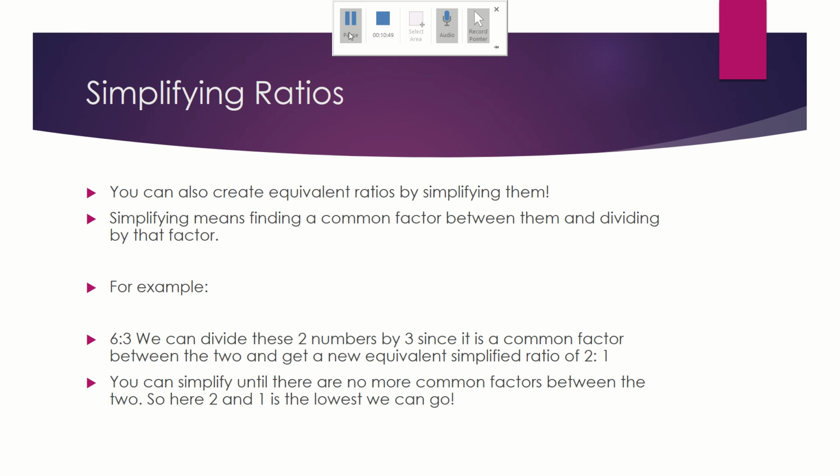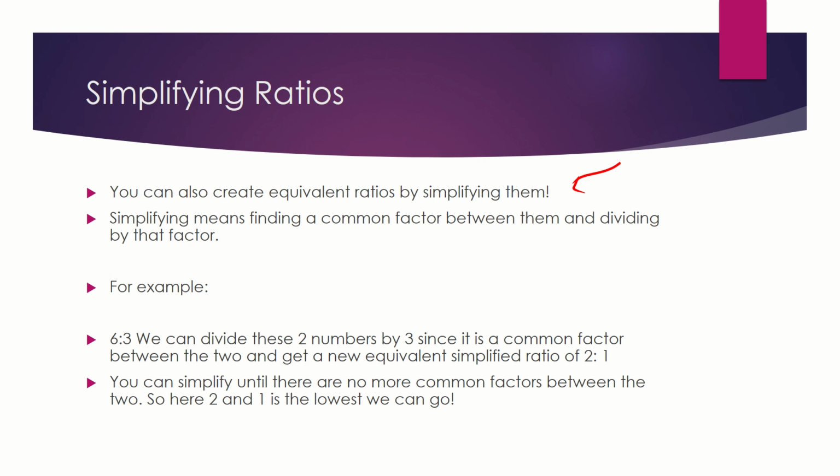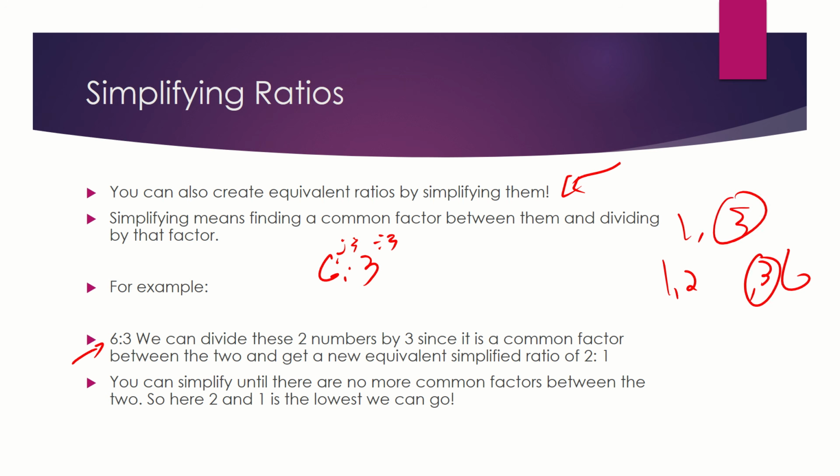So you can also create equivalent ratios by simplifying them. Simplifying basically means making it smaller. So simplifying is finding a common factor between them and dividing by that factor. I have an example here, 6 to 3. We can divide these two numbers by 3. We know that our common factor is 3. If I'm saying what are the factors of 6, you're going to go 2 and 3. If I'm saying 3, you're going to go 1 and 3. My common one is 3.